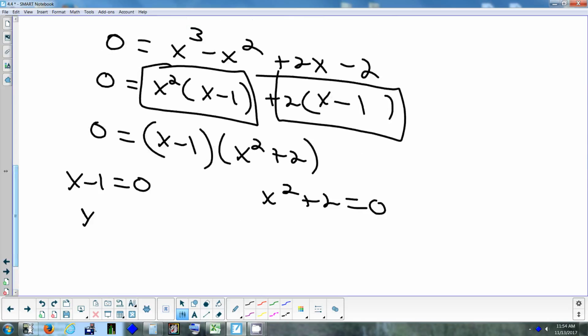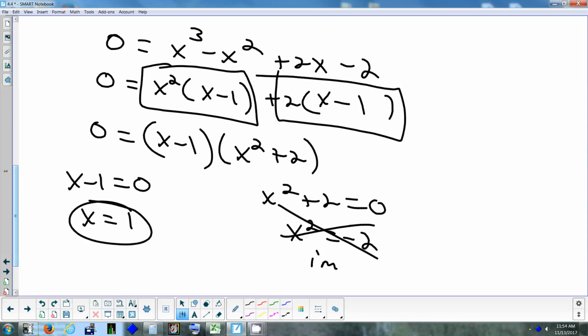Caitlin, what do I get if I solve the first one? 1. Yep. So x equals 1. We'll check to make sure it's not extraneous. Now, look what happens if I start solving the second one. It would be imaginary, right? My next step here would be to take a square root, and I can't do that. That's imaginary. So we don't have to worry about any answers from that part.